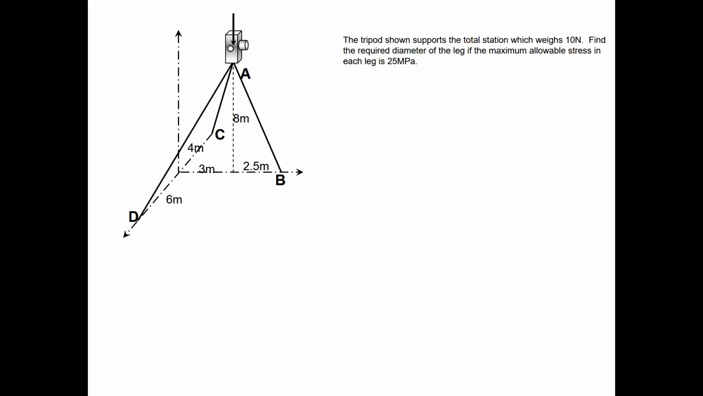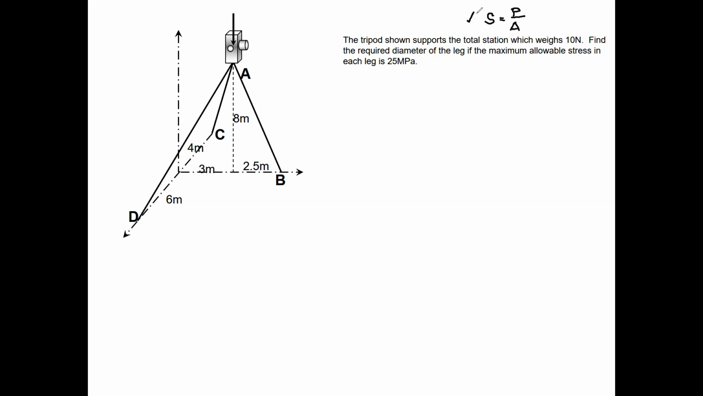Now find the required diameter of the legs. The weight of this total station is 10 newtons. We are to find the required diameter of the legs if the maximum allowable stress in each leg is 25 megapascal. Okay, so in order to solve this problem, kasi pinapahanap sa atin yung diameter, we use the formula stress exactly equal to P over A.